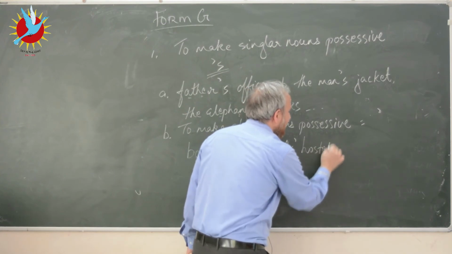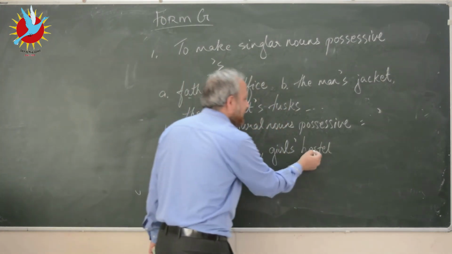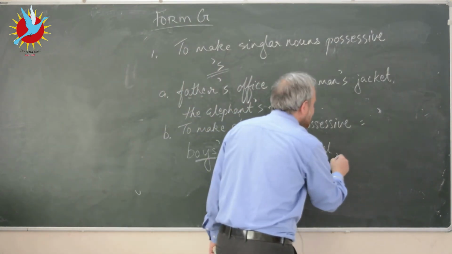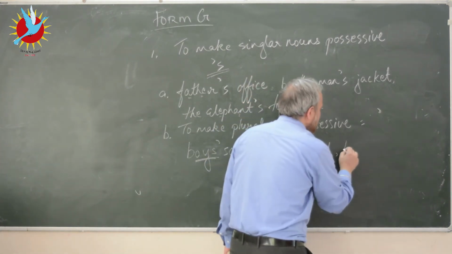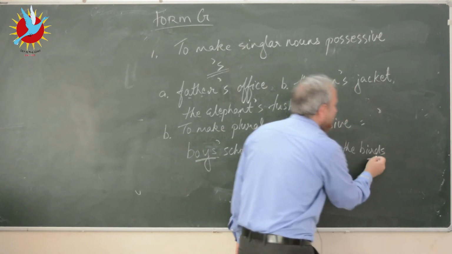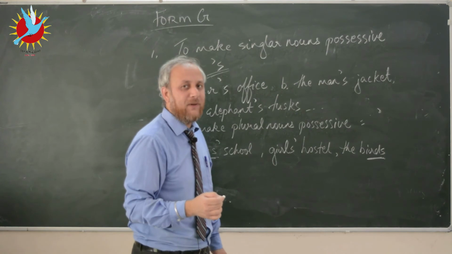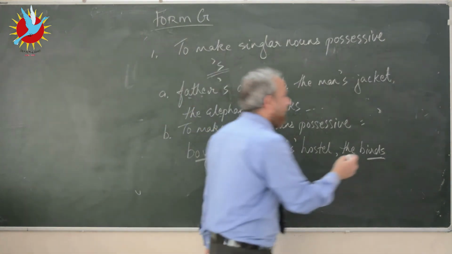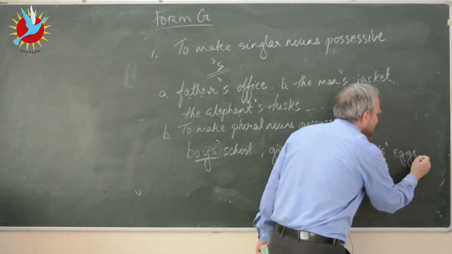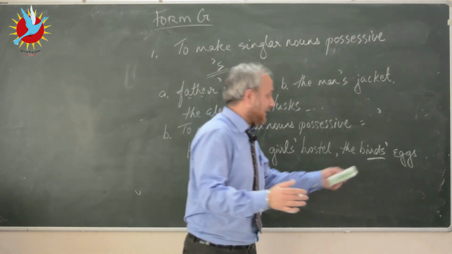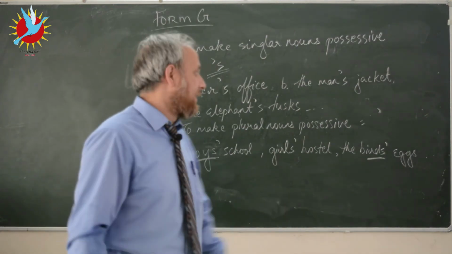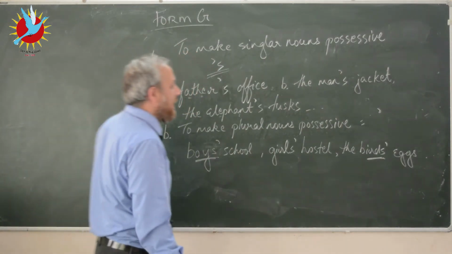Girls' hostel. What do I mean? I mean to say that it's a hostel where many girls stay. Okay? Or let's say the birds. Again, birds is a plural noun, yes or no? Now if I want to make it possessive, what will I do? Simple. I will just add the apostrophe. So the birds' eggs. What do I mean? I mean to say that the eggs belong to many birds. Okay? Two or more birds.